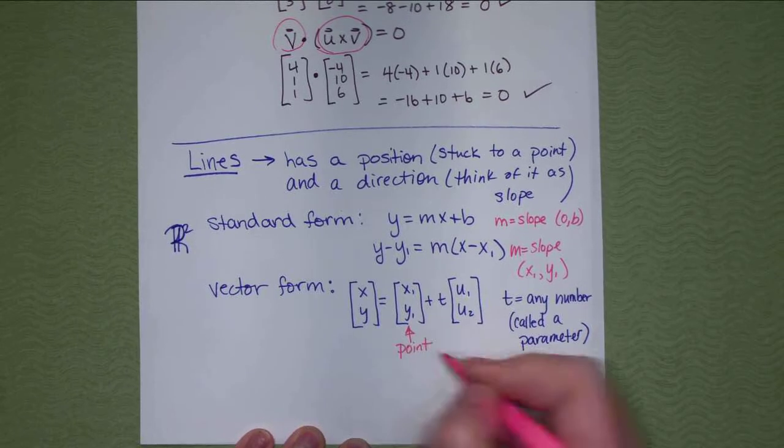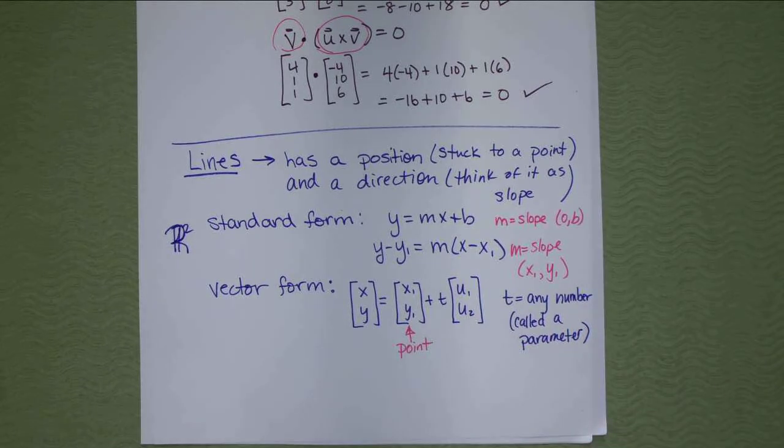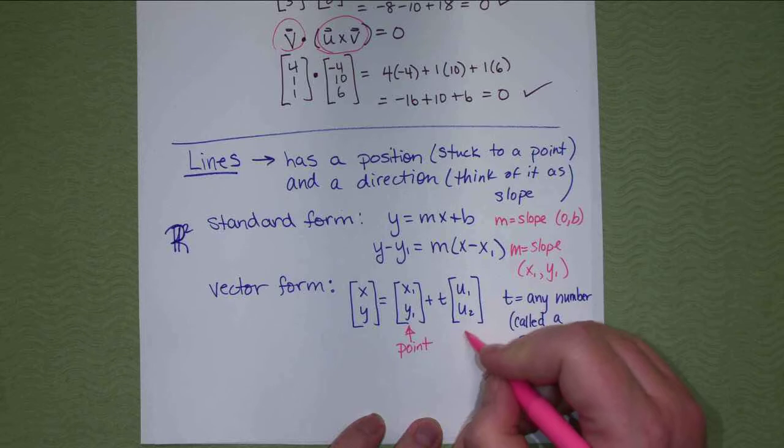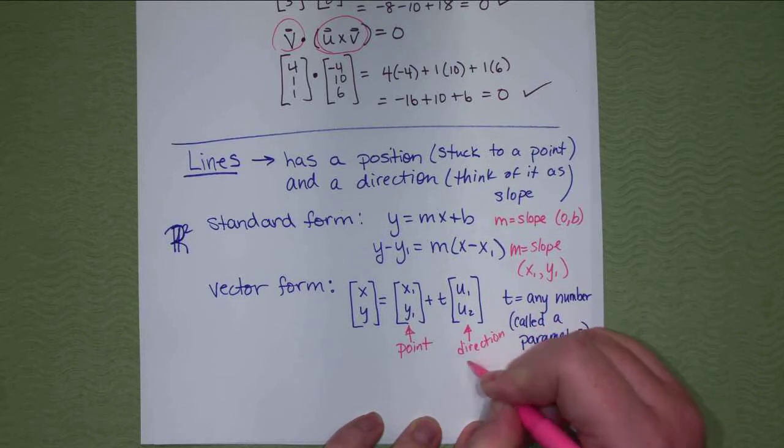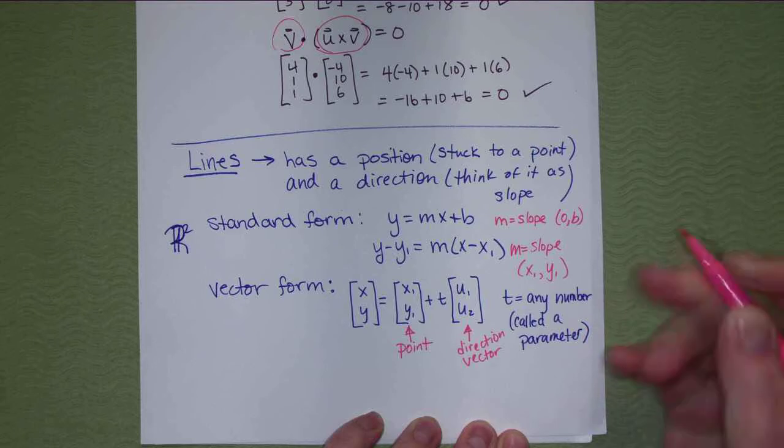Lots of different options, because there's lots of different points on a line, but sometimes they'll give you the point they want you to use, right? Or they might give you a whole bunch of points and you pick whichever one you want. And what do you think this is? The (u1, u2) is the direction vector. So that's the vector, the direction the line is in.